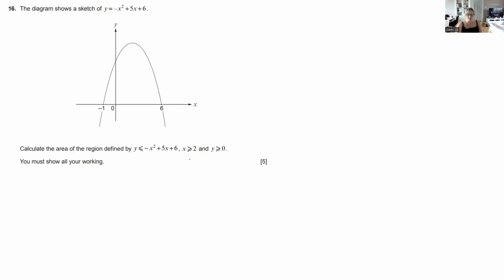So the first thing I'm going to do is point out where this is in the graph. So when x is greater than 2, if we can imagine 2 being round by here, and I'm just going to do a dotted line, we're looking at this area by here. And also it states that y has to be greater than 0. So it's this bit right here. So we're looking for this shaded area. There we go.